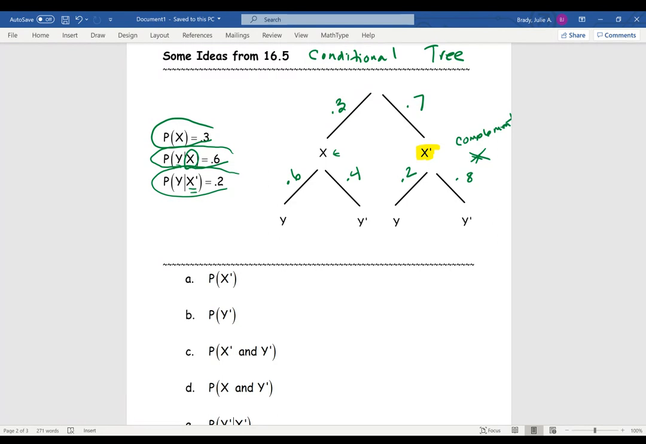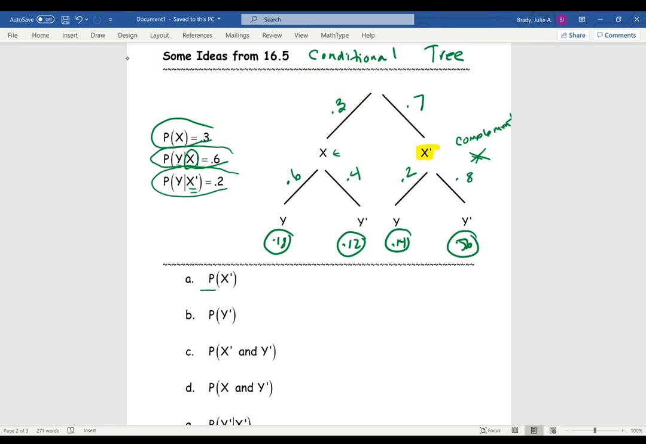And so if I go and grab all those numbers, you check my arithmetic. You know, I'm a dork with that sometimes. This is 0.18 to come down this branch. This was 0.12. This was 0.14. And this was 0.56. Okay, so now we're going to find all these probabilities.